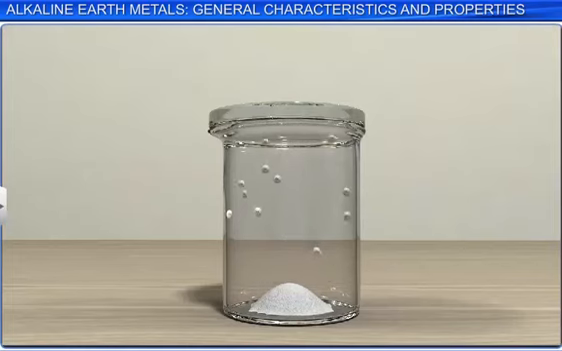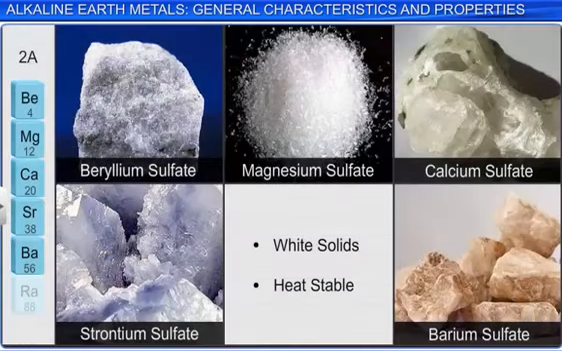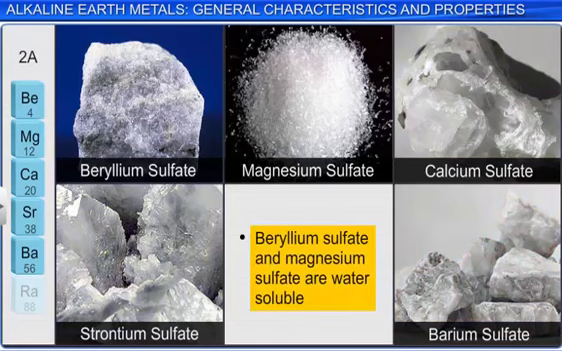The sulfate salts of the group 2 metals are white solids that are heat stable. Beryllium sulfate and magnesium sulfate are water soluble. But the solubility of this class of compounds decreases down the column. This is because beryllium and magnesium ions have higher hydration enthalpies than the other metals in the group.